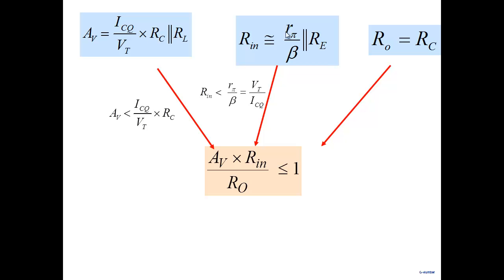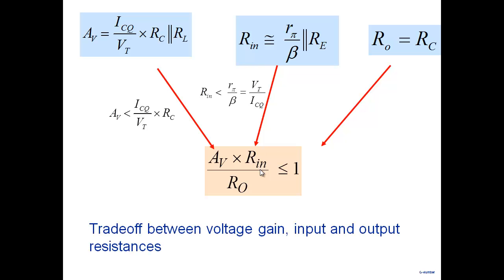Input resistance is very small. Input resistance, if you recall, for a common emitter was R pi. Here it gets divided by beta, R pi by beta, so it's 100 times smaller. Output resistance is just the same expression. Again, there is a trade-off, as you can see here. You can exchange gain with input resistance, and you can exchange input resistance with output resistance, which is summarized here. So there is a trade-off between voltage gain, input and output resistance, just like common emitter.